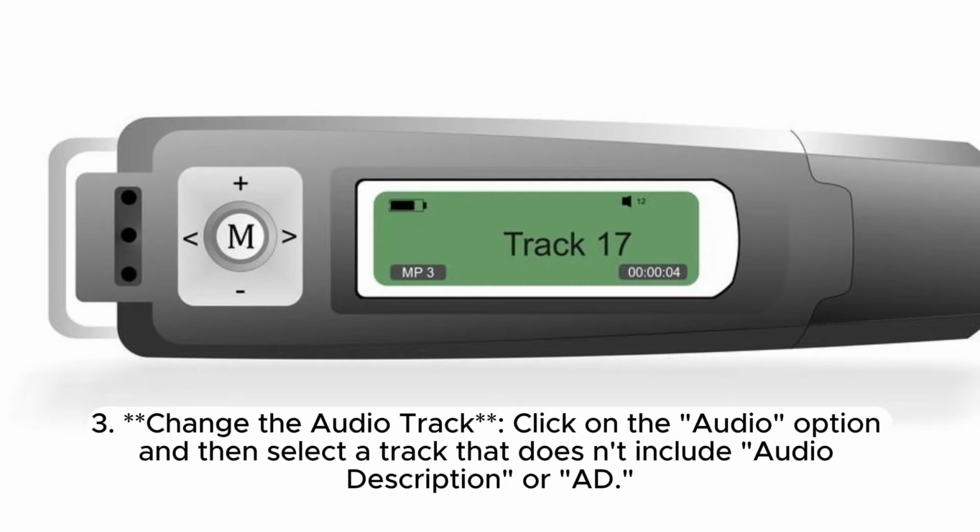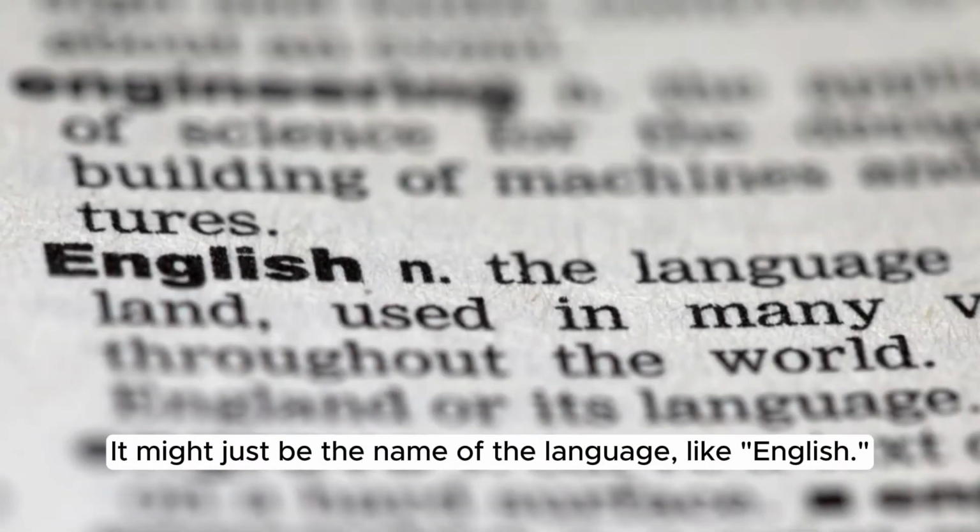3. Change the audio track. Click on the audio option and then select a track that doesn't include audio description or AD. It might just be the name of the language, like English.